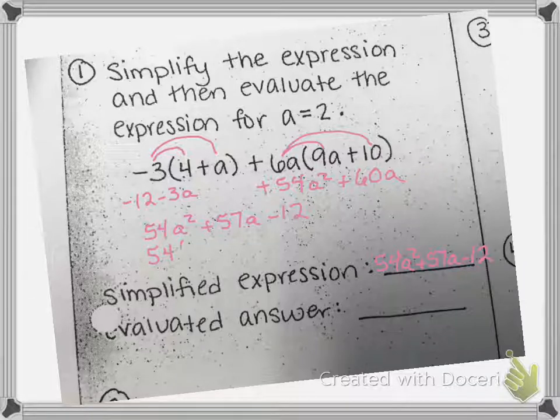Okay, we're going to put 2 in for a. So we have 54 times 2 squared plus 57 times 2 minus 12. 54 times 4 is 216. 57 times 2 is 114 minus 12. And all together that gives us 318.